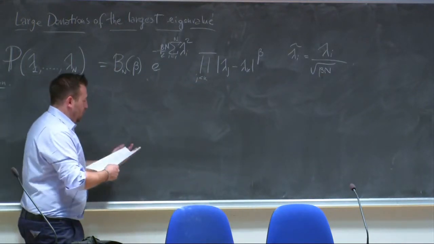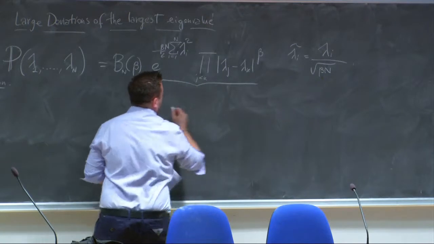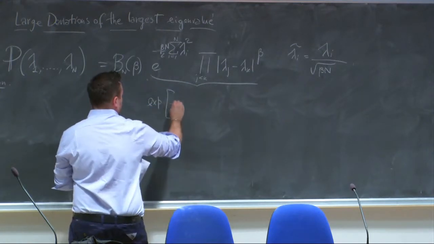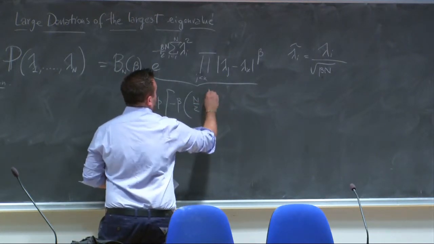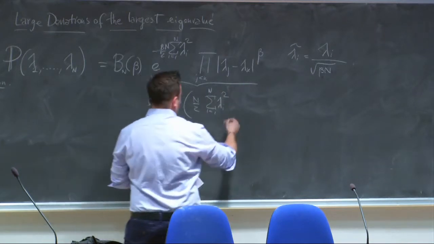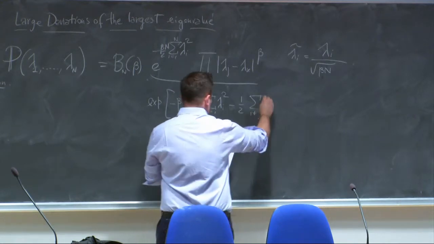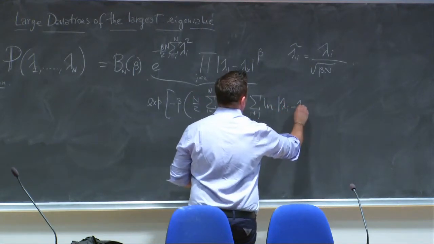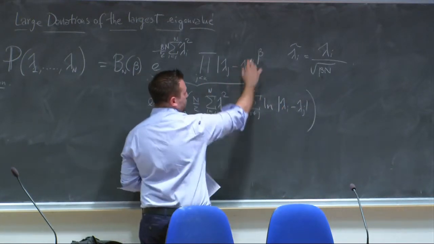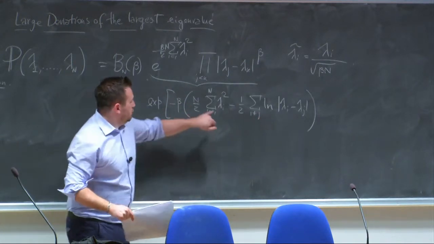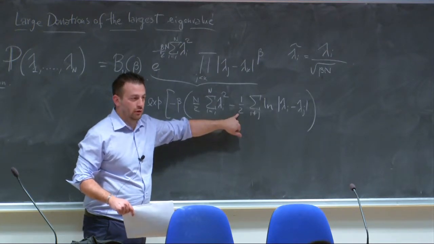Good. But then we can rewrite this object in the form exponential of minus beta n times one half summation i from 1 to n lambda_i squared minus one half summation, i different from j, log of lambda_i minus lambda_j. So I put this term here, as I do always, in the exponential. Is it clear why I put this factor 1 half in front here?